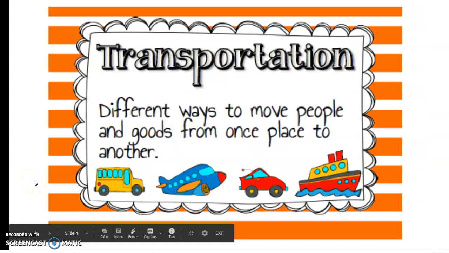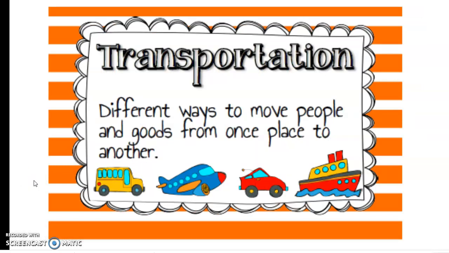Another thing that communities have are different ways to get around. So in other words, transportation. That means different ways to move people and goods from one place to another. So a lot of communities have a school bus to get kids to school. Some communities, if they're near the water, they might have boats or ferries to get people places. Other communities, the only way to get place to place is by car. So go ahead and add transportation to one of your bubbles.